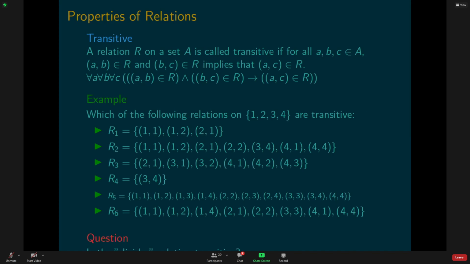Okay. Is divides transitive? You think? That's not a valid answer. I mean, I'm asking you what you think anyway, but is it yes or no? So why do you think it is transitive?